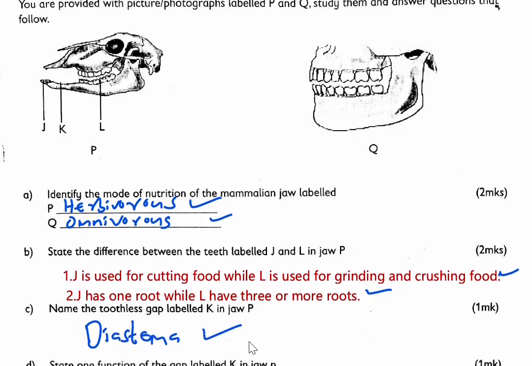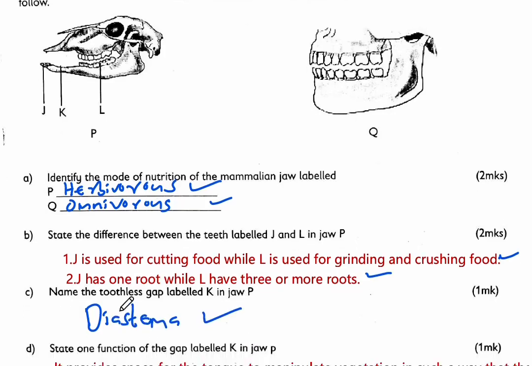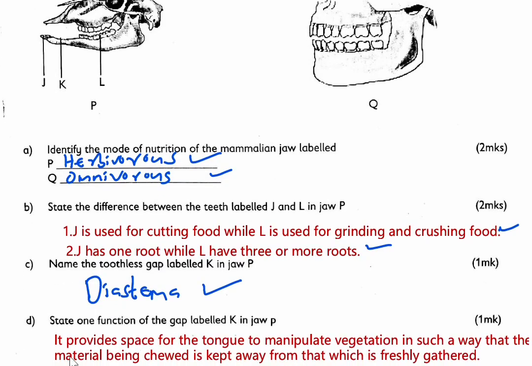What is the function? That is the next question. It is asking, state 1 function of the gap labeled K in jaw P. The function of the toothless gap, which we are calling diastema, 1 mark. The function is to provide space for the tongue to manipulate vegetation in such a way that the material being chewed is kept away from the one which is freshly gathered. It gets 1 mark. Continue to E.